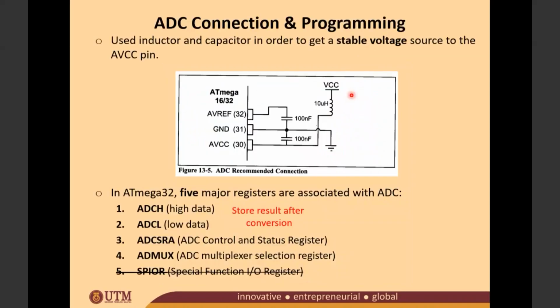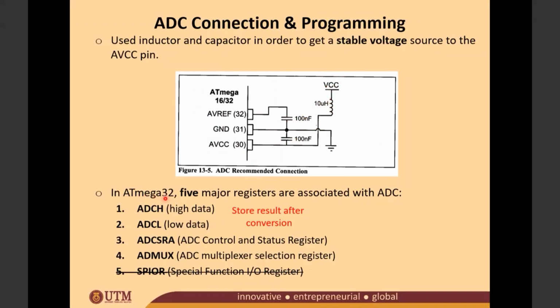Okay, and this is the ADC connection and programming. This ADC uses an inductor and capacitor in order to get a stable voltage source to the AVCC pin. So make sure that your AREF, ground and AVCC at pins 30, 31, 32 are connected to this inductor and capacitor, to get a stable voltage, and this will become your AVCC.